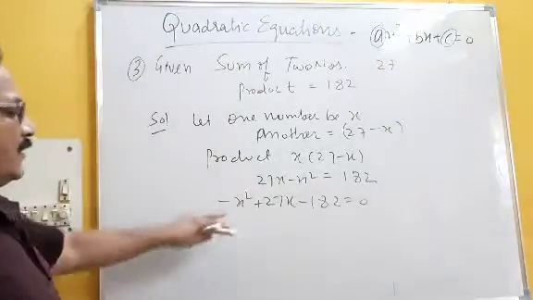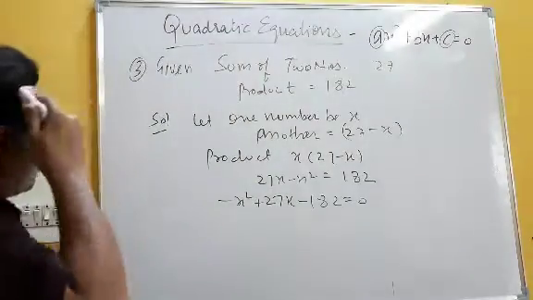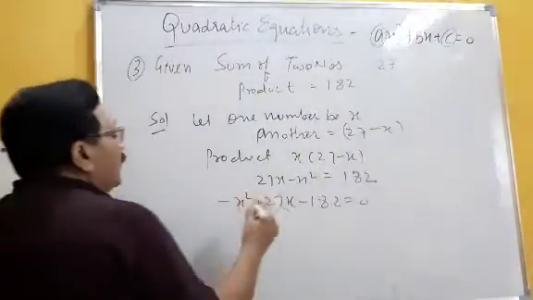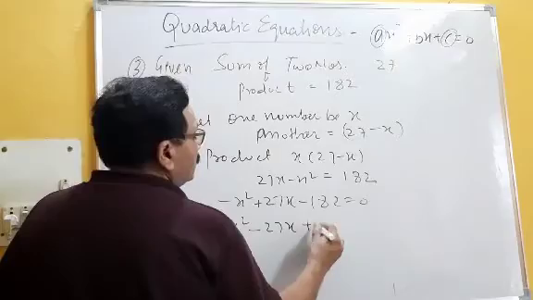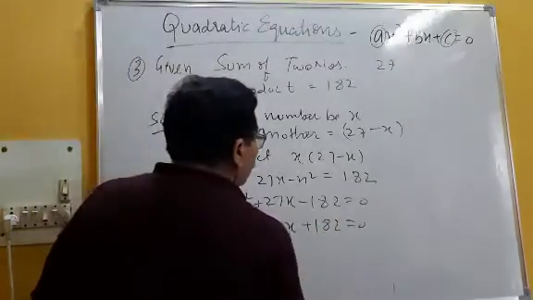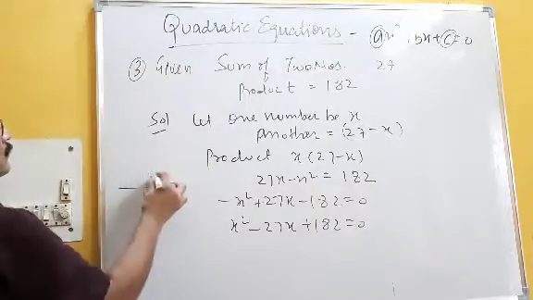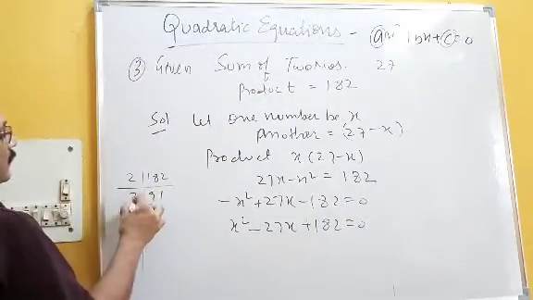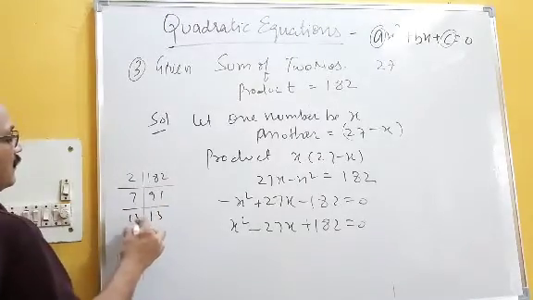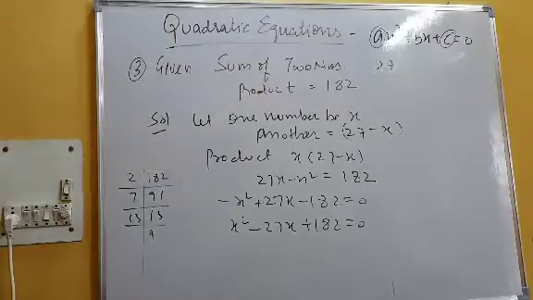Here, if you want to convert this into the positive term, you can take minus common. Take minus common, x square minus 27x plus 182 equal to 0. Now same, factorize 182, 2, 91 and then 7, 13, 1. So what is coming? 27, right?